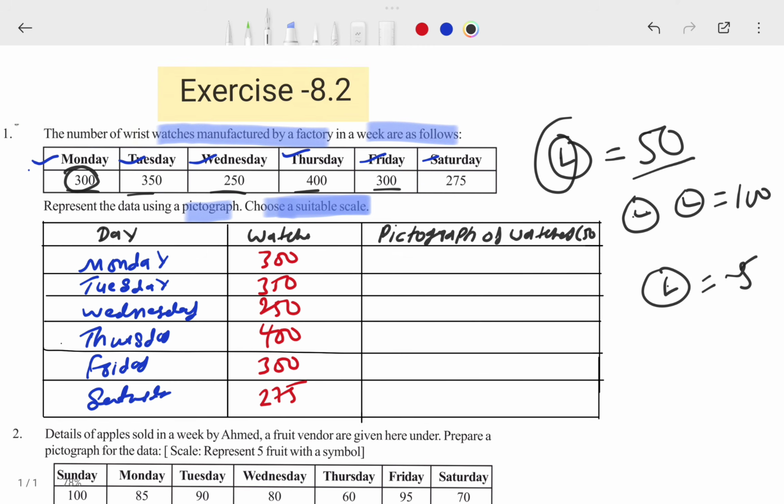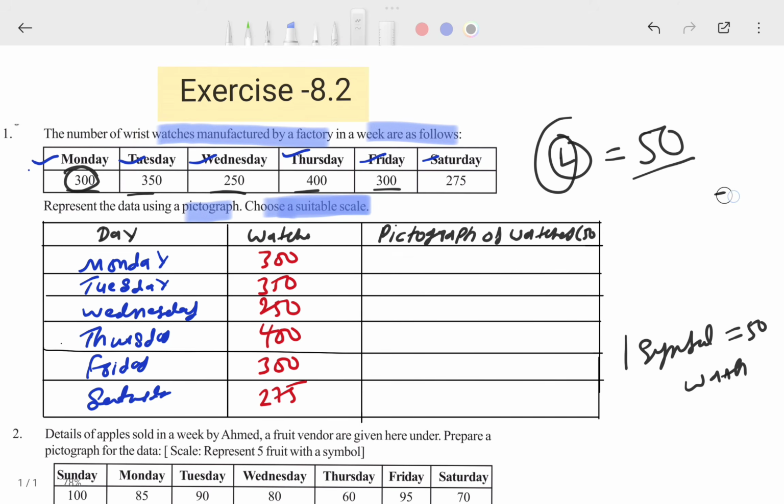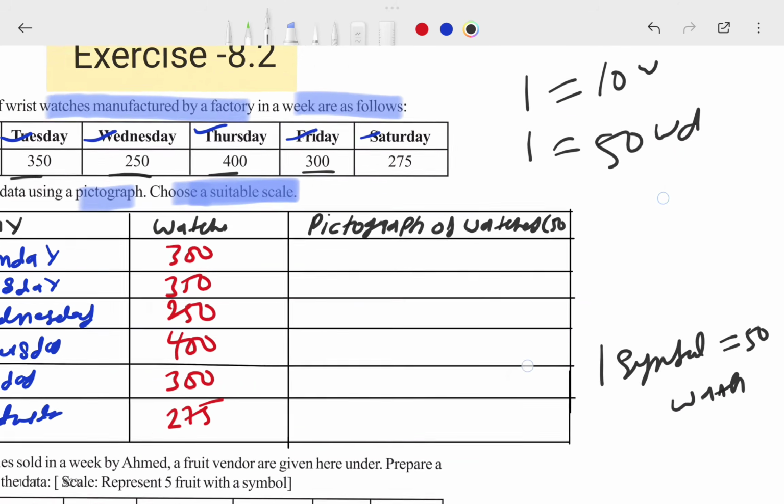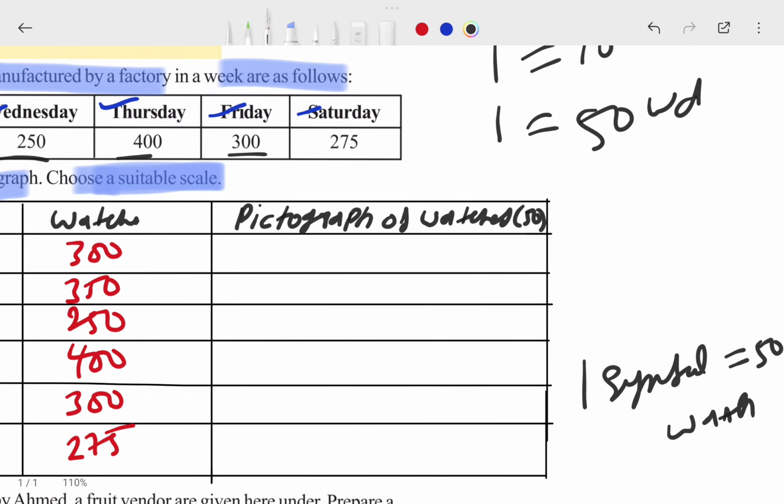What I'm telling you here, one symbol is equal to 15 watches. Okay, now how many symbols can we make? You can choose 25 also, you can choose 10 also. Now one symbol is equal to 10 watches. So if you make it, it is going to be 30 watches. That's why we choose one symbol equal to only 50 watches. Let's take one symbol equal to 15 watches. So that's why I've written here one symbol, 15 watches.